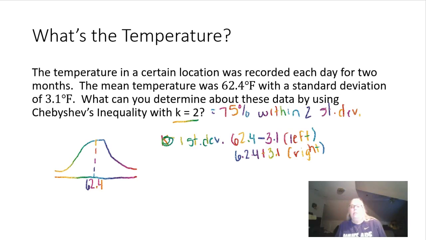All right, 62.4 plus 3.1, that's 65.5. That's this one right here. And then 62.4 minus 3.1, that's going to give me 59.3.